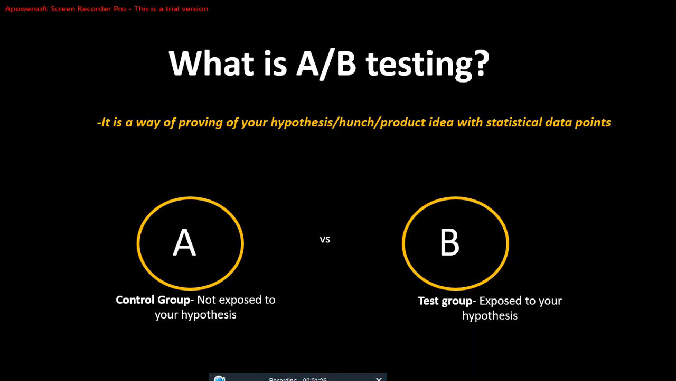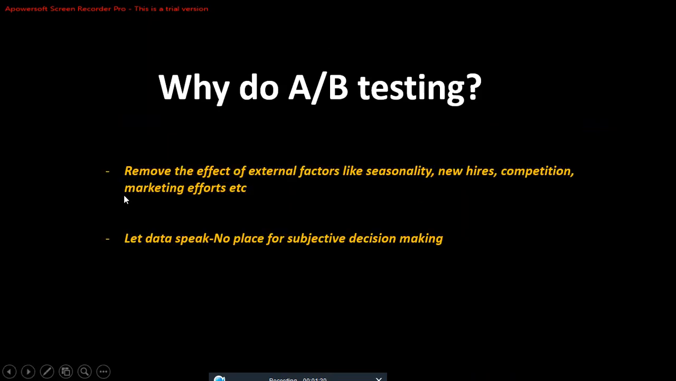So what are the advantages of doing A/B testing? First, it removes the effect of external factors like seasonality, marketing efforts, competition, etc. Second, it helps in letting the data speak. No place for subjective decision making will be there if A/B testing is performed. For example, if you had launched a feature during the time of festivities and you see an increase in conversions, you cannot attribute the increase in conversion to the new feature that you have launched, because it might be the result of the festival time. So, performing an A/B test helps in nullifying this effect.